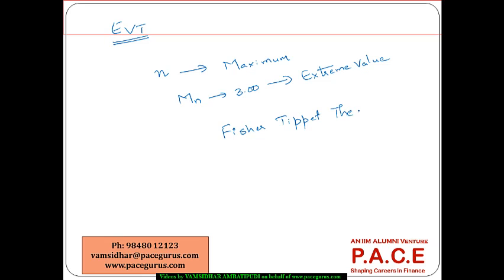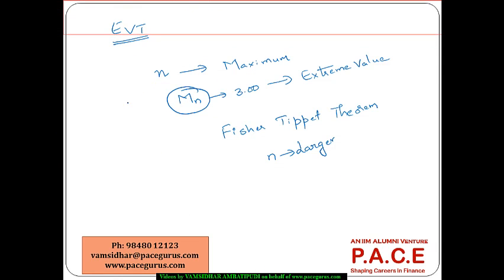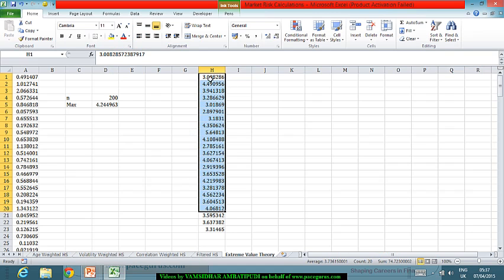What this Fisher-Tippett theorem says is, as n goes larger and larger, we have taken an n of 200, but as n goes larger and larger, the distribution of the extreme, this Mn I am talking about, converges to a generalized extreme value distribution. Which means the maximums are going to follow this particular distribution called the generalized extreme value distribution, which has 3 parameters.